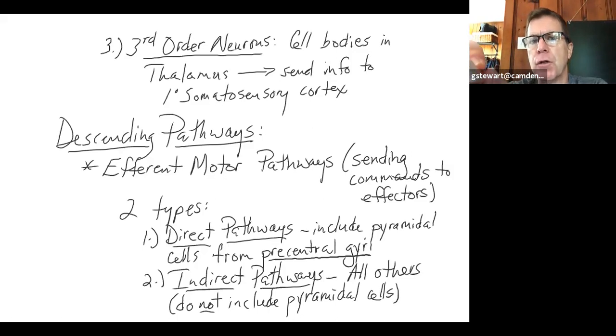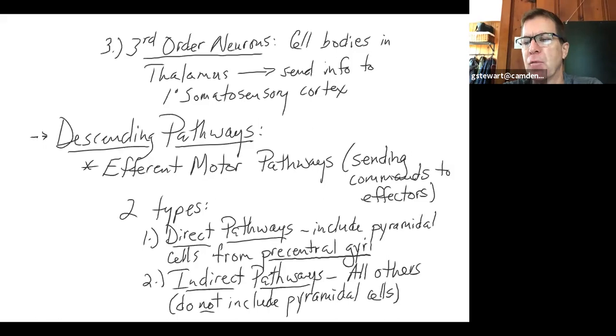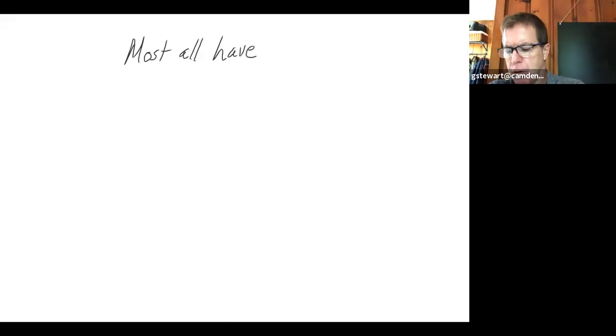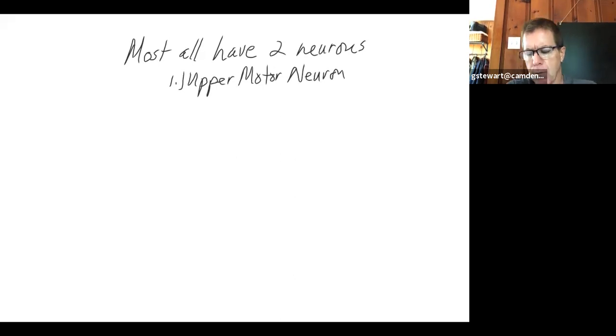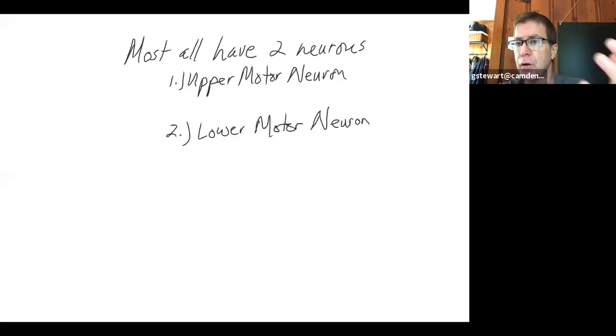So I'm going to a new whiteboard just for space, but I'm still on this topic of descending motor efferent pathways. I'm just going to write most all have 2 neurons, what we call an upper motor neuron and something that we call a lower motor neuron. Remember, these are pathways going from the central nervous system out to an effector organ, aka some sort of command from the central nervous system after the sensory information has been processed.